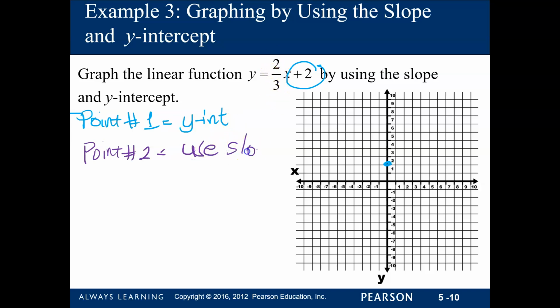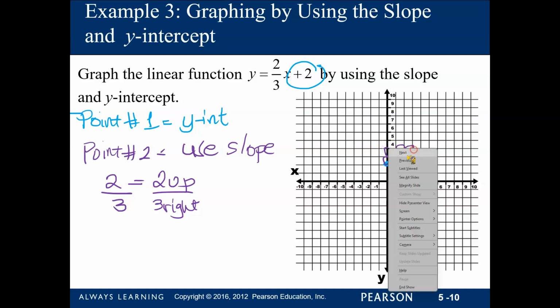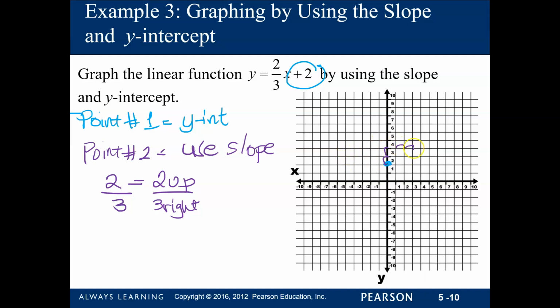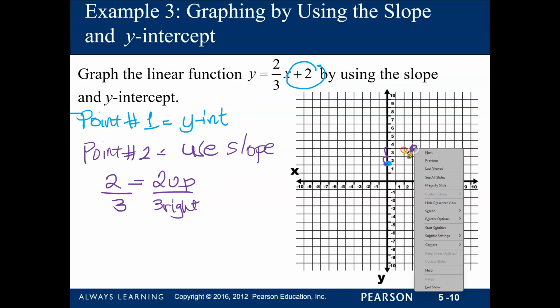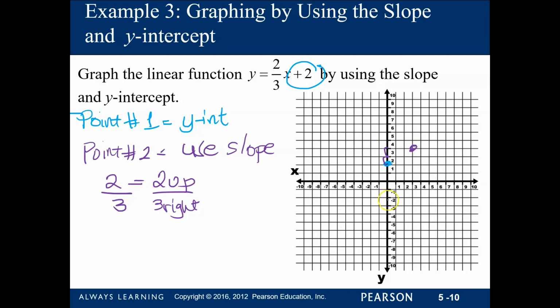We use the slope. How do we do that? Well, the slope is 2 over 3, which means you have to go 2 up and then 3 to the right from the given point. So we go 2 up from here: 1, 2, and then we go 3 to the right: 1, 2, 3. Therefore, we have a second point over here. Now that we have 2 points, we can simply connect them, and this is our graph.